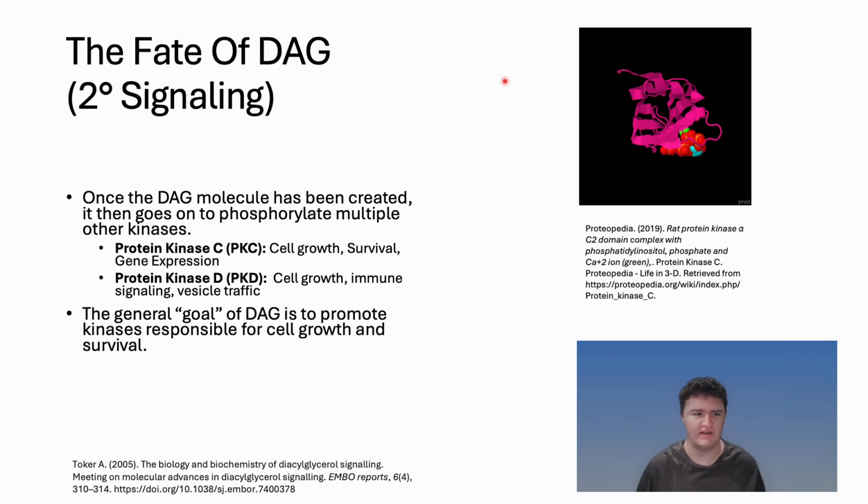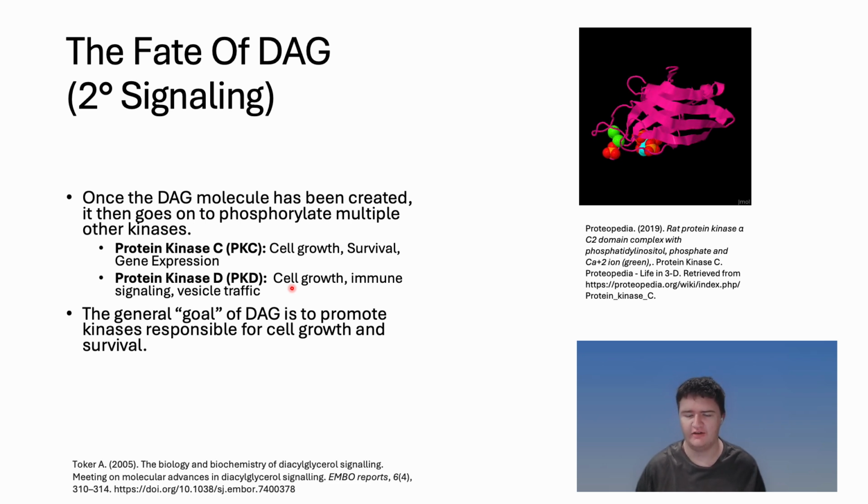Okay, and then once we've finished making our products, which are again DAG and IP3, we're going to move on to secondary signaling. The role of our secondary signaling here with DAG is to create both protein kinase C and protein kinase D, which are very similar. The big difference being that protein kinase C is responsible for gene expression, whereas protein kinase D handles more vesicle traffic. The goal for DAG is to promote the kinases that help our cells grow, help us survive, everything like that. I also went ahead and included just a 3D representation of protein kinase C.